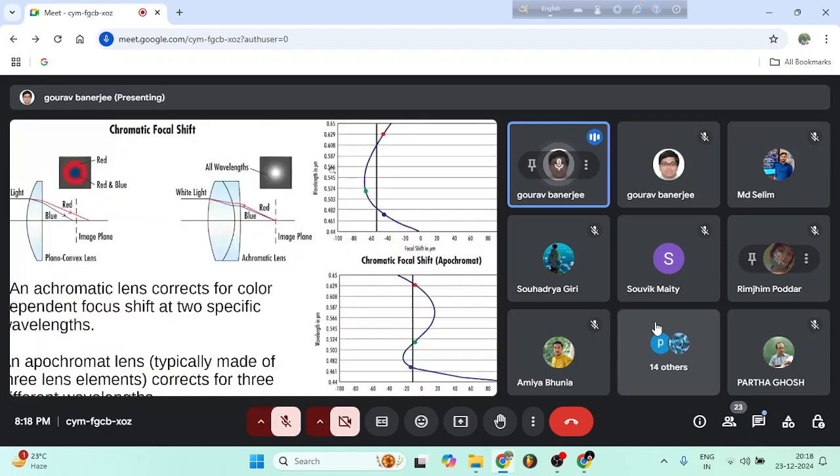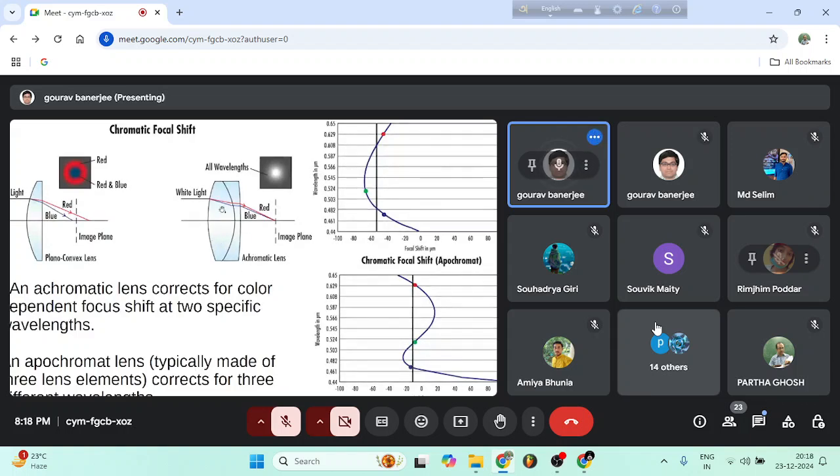The simplest way to correct for chromatic aberration is to use an achromatic lens. Basically, you use two glass materials, one as a positive lens and one as a negative lens, and you hope to cancel out these focal shifts. The positive lens will have a positive shift and the negative lens will have a negative shift.